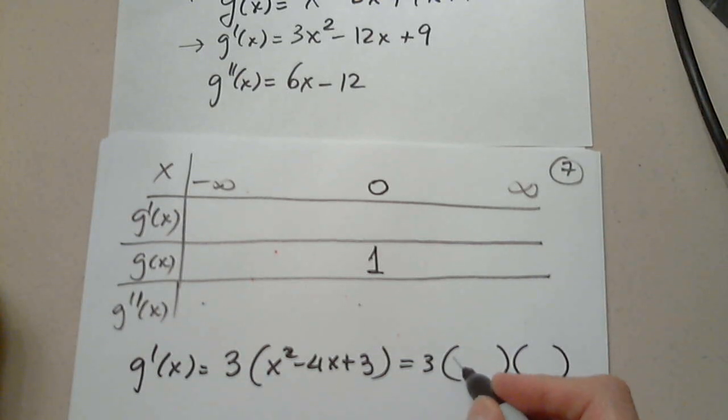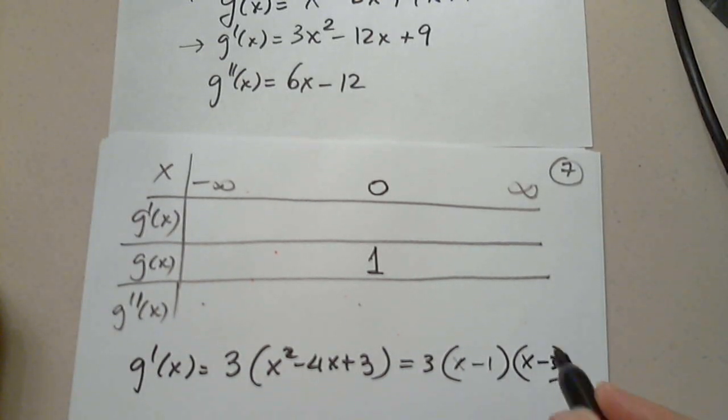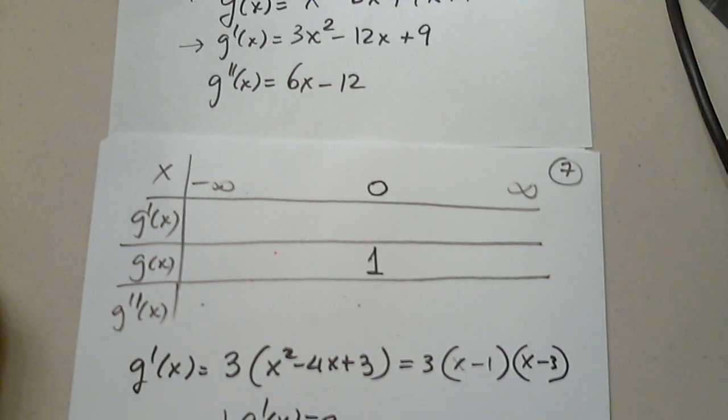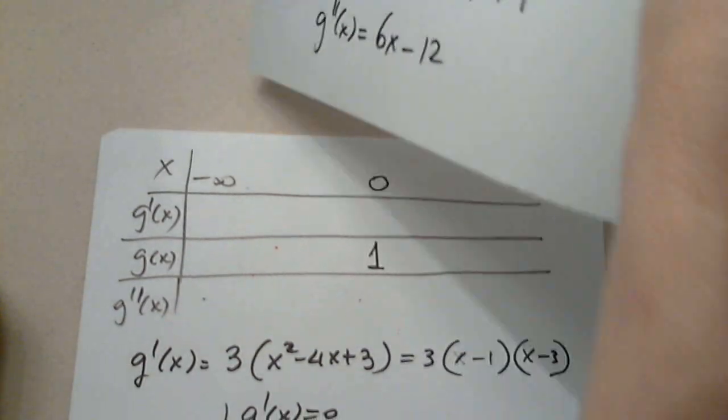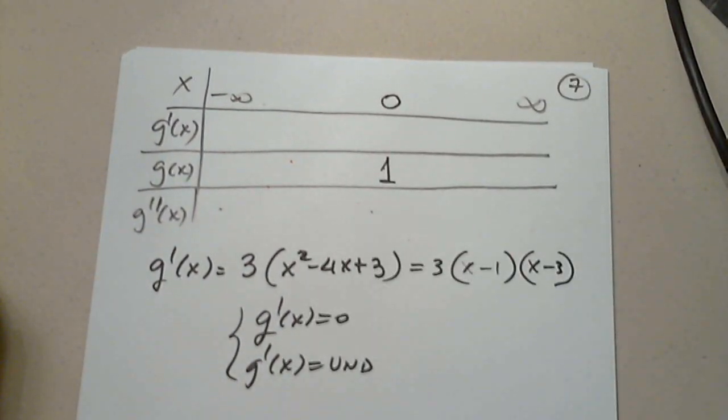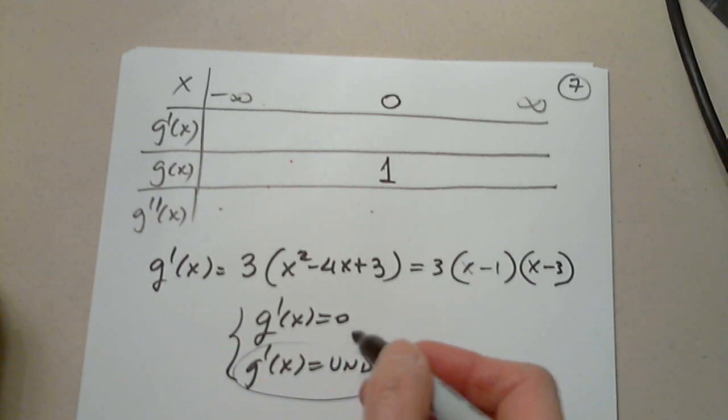X minus 1 and x minus 3. Very good. So now we need to set it equal to 0 or undefined, because we have to determine the critical numbers. Okay, good. So can anyone tell us if this can be undefined?